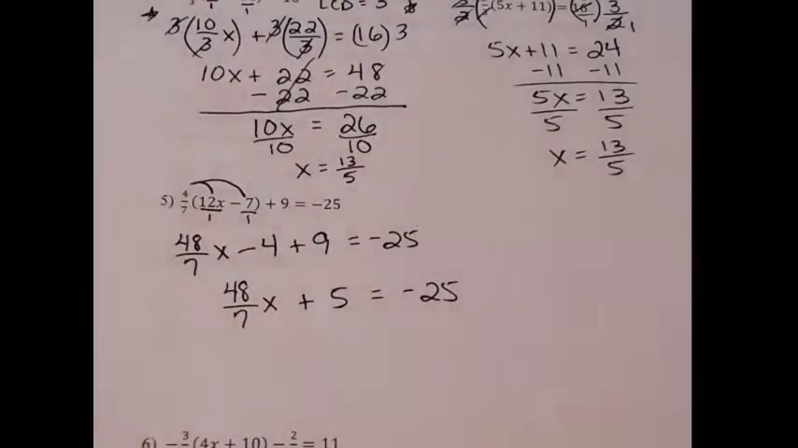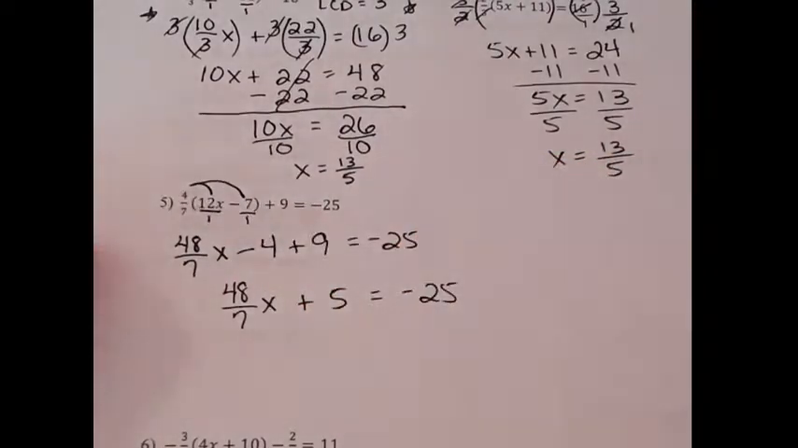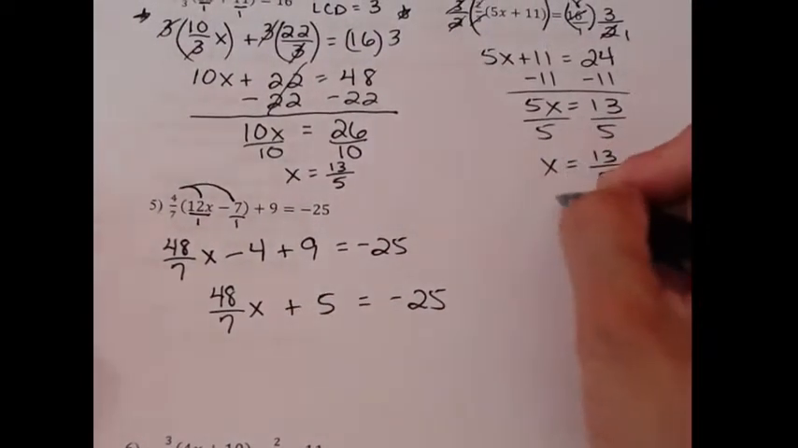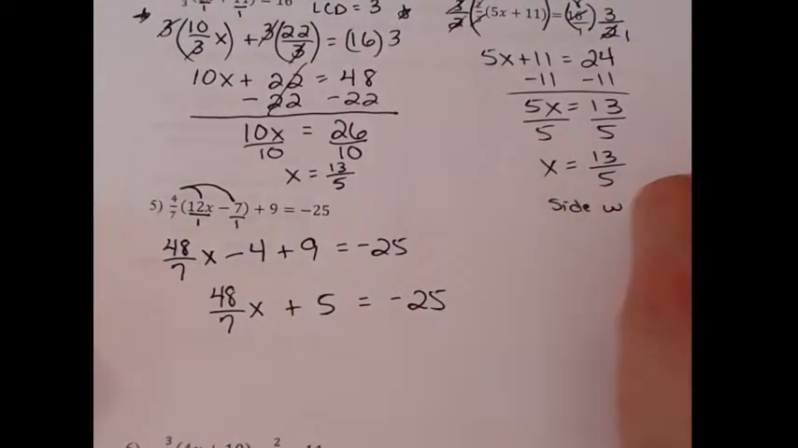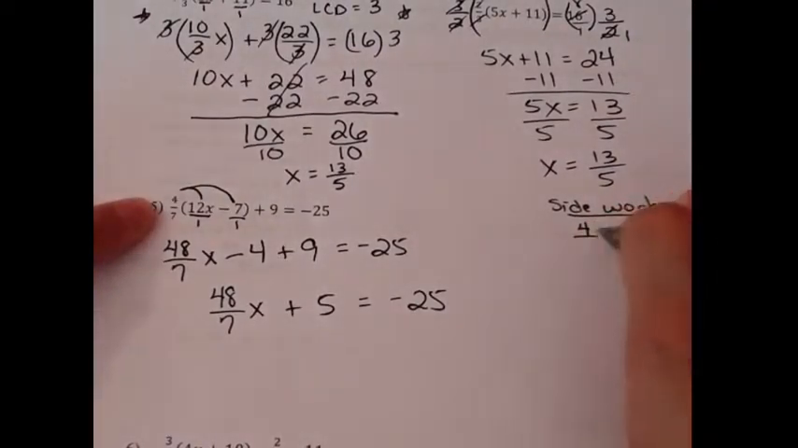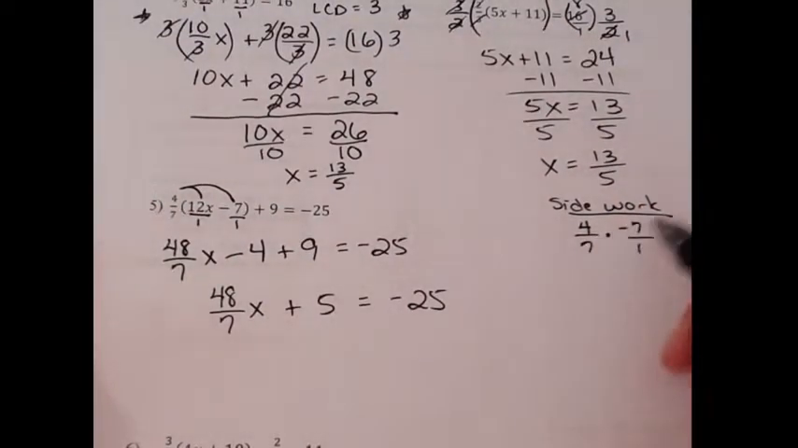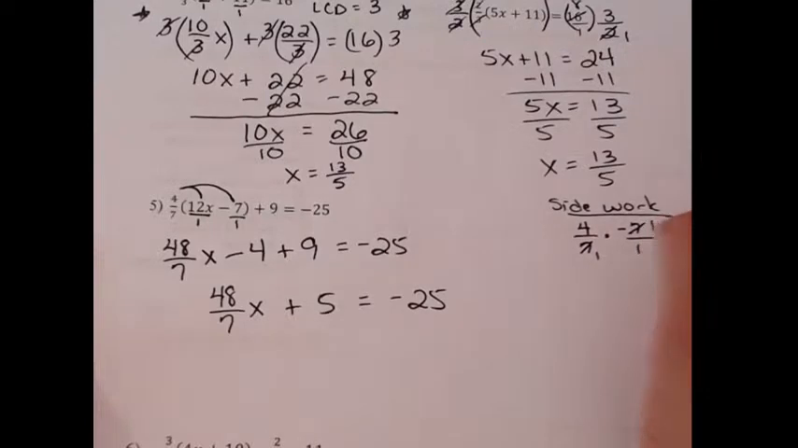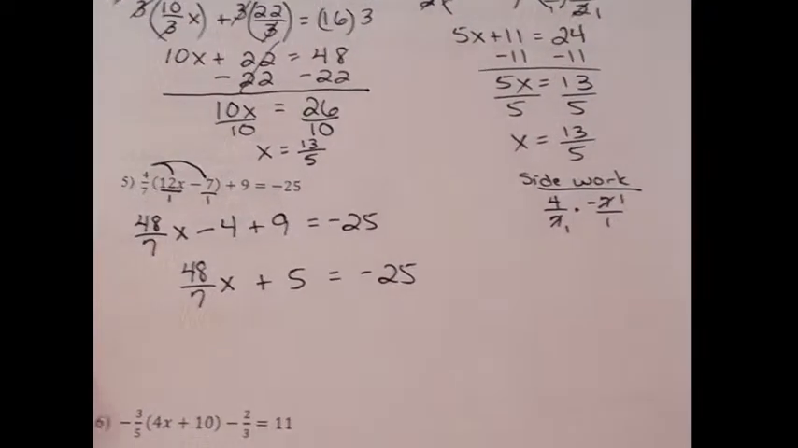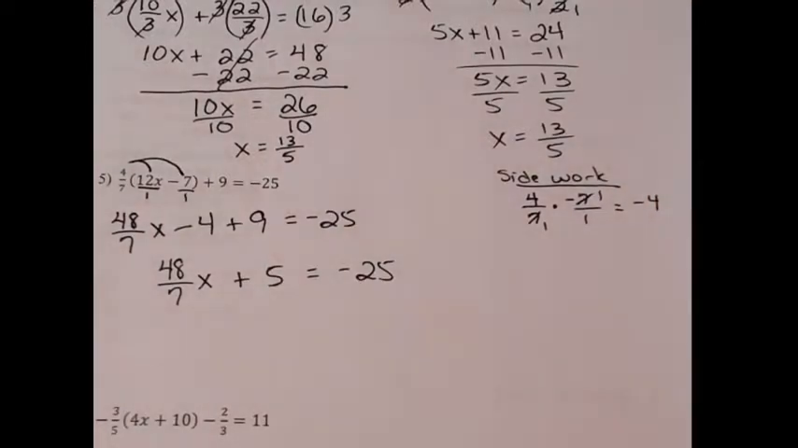Rhea, you asked a great question. Where in the heck did the negative 4 come from? Well, let's do a little bit of side work. When we had 4/7 times a negative 7 over 1, I noticed that the 7s reduced. So 7 goes into 7 once, right? And that left us with a negative 4 over 1, which is just a negative 4. So that's how I got the negative 4, Rhea.